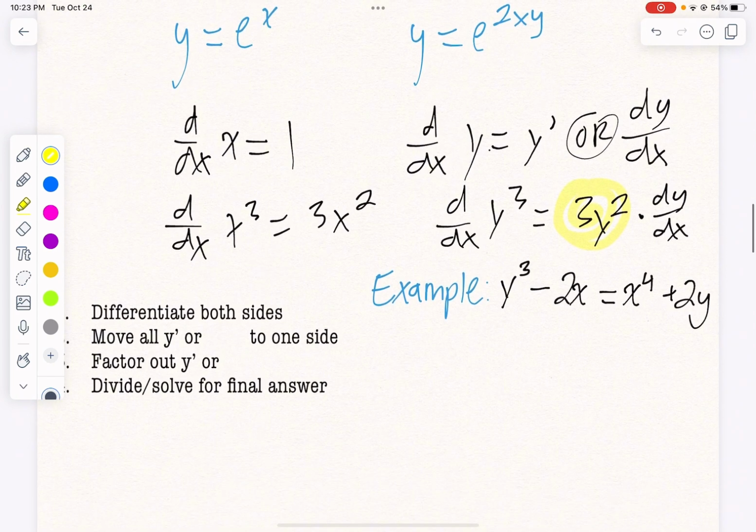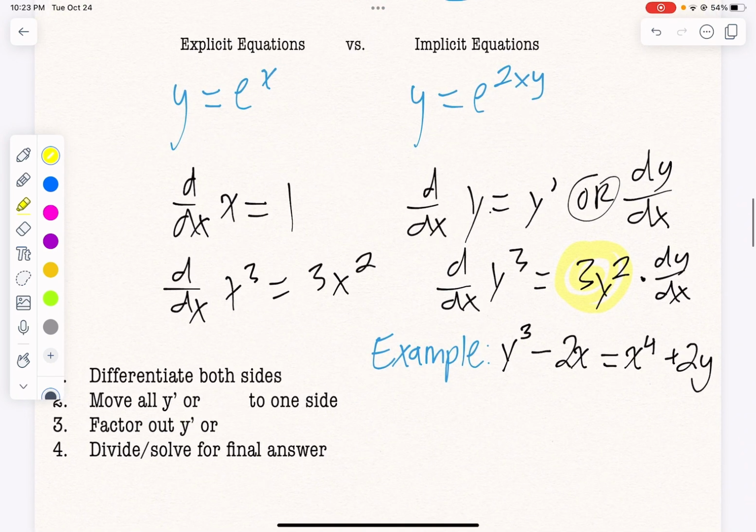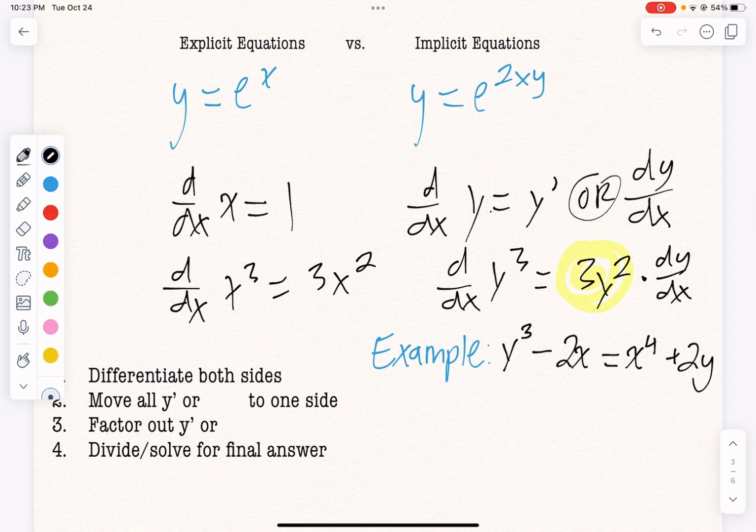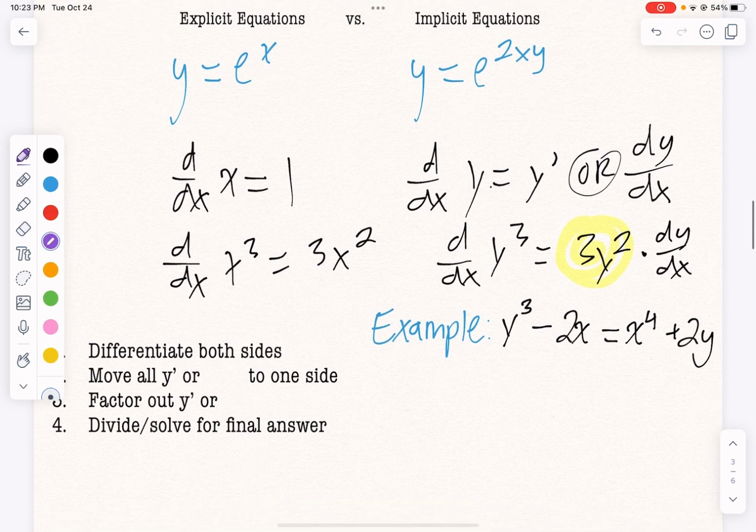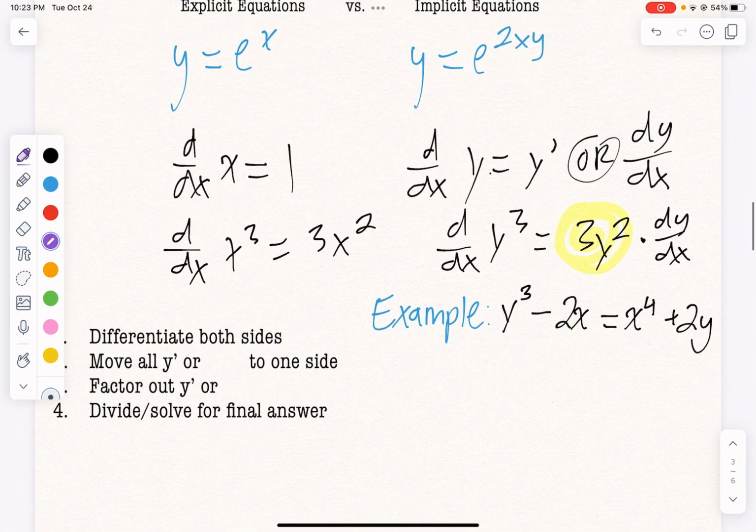Alright, so we're going to go to an example, and we have some lovely steps to help us follow along. Our example is y to the third minus 2x equals x to the 4 plus 2y. And of course, we are going to find the derivative using implicit differentiation because, as you can see, there is no real way to solve for y here. So we're going to use implicit.